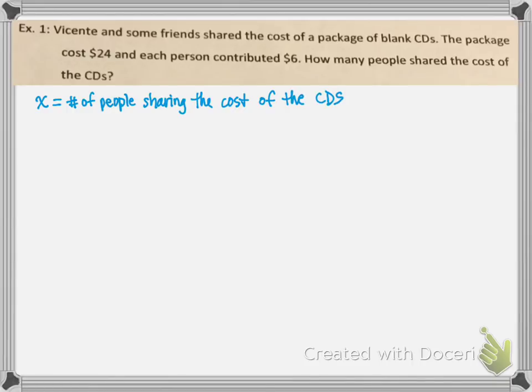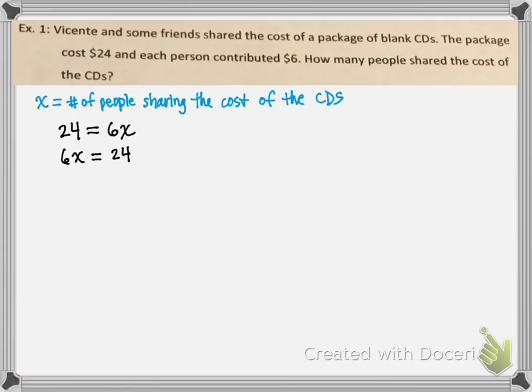Okay. So the package cost $24, and each person contributed $6. Okay. So 24, and each person contributing $6, they balance each other out. So my equation can be written one of 2 ways. 24 is the same as what it's going to be for $6 per person. So we can write it that way because the 24 showed up first. But remember, we can use the symmetric property and rewrite it as 6x equals 24.